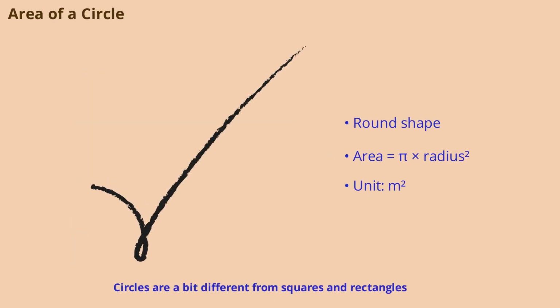Circles are a bit different from squares and rectangles, but their area is just as easy to find with the right formula. The area of a circle is calculated using pi, a special number approximately equal to 3.14, and the radius, which is the distance from the center to the edge. The formula is pi times radius squared, or πr². For example, if a circle has a radius of 2 meters, its area is about 3.14 times 4 equals 12.56 m².